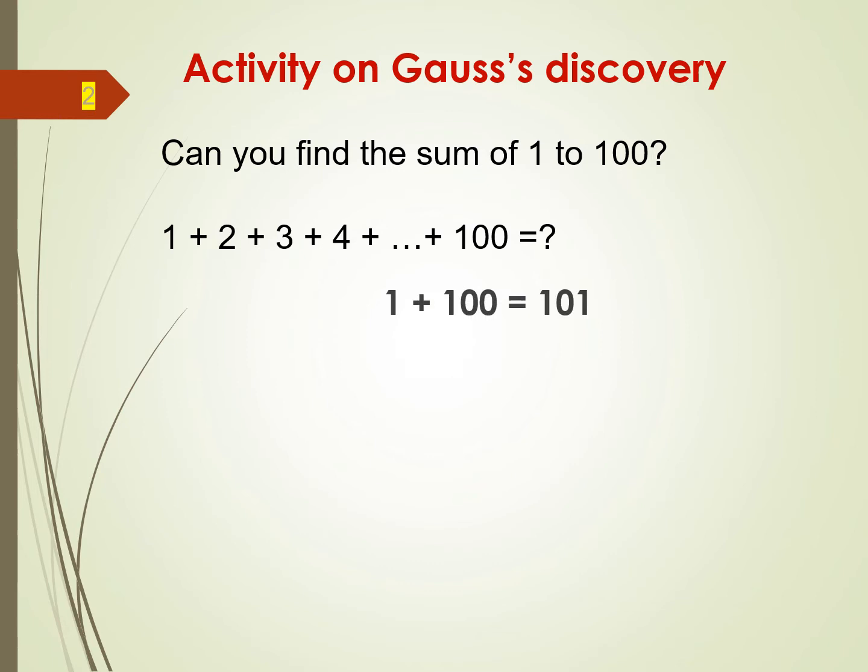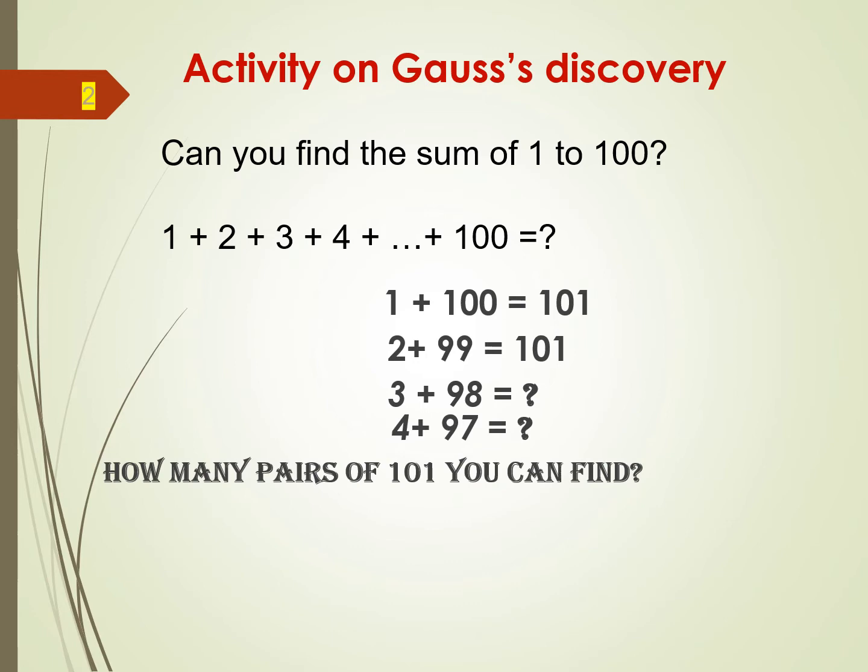1 plus 100 is 101. 2 plus 99 is 101. And how many pairs of 101 can we find? So within minutes, he was able to find the answer.